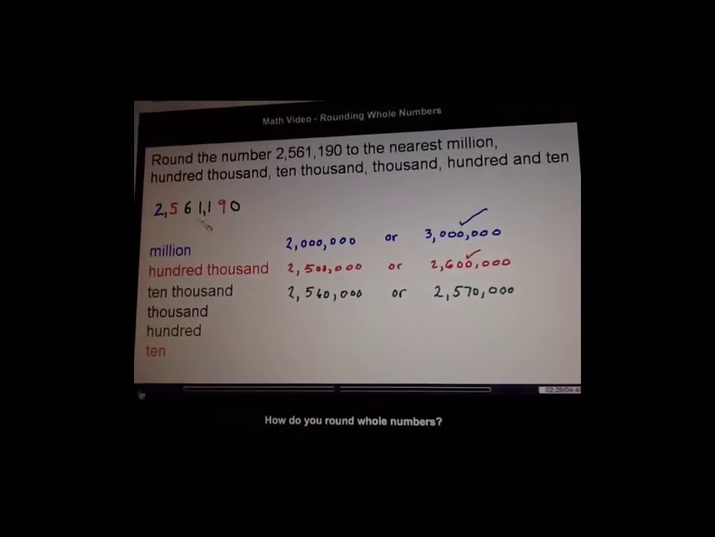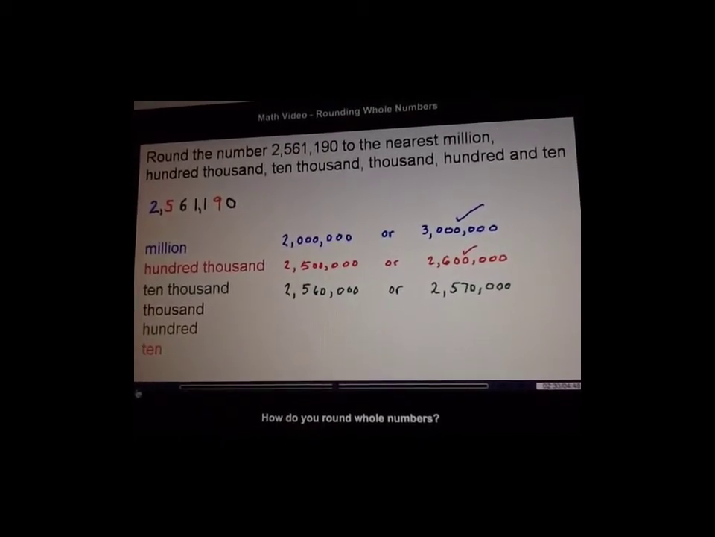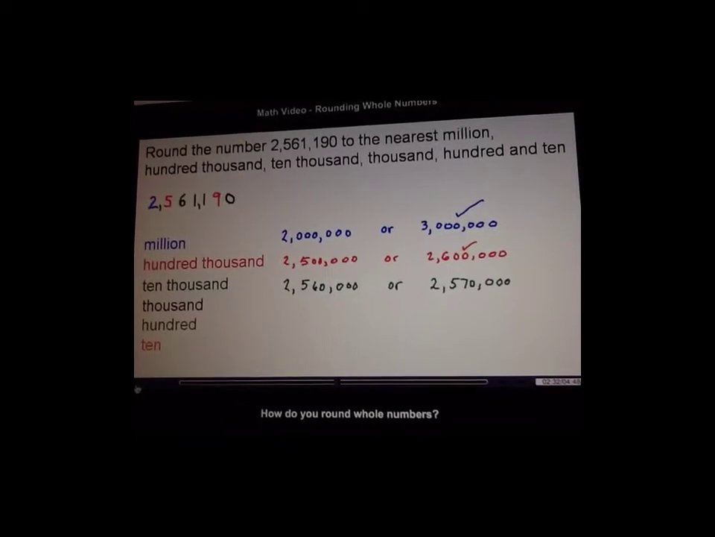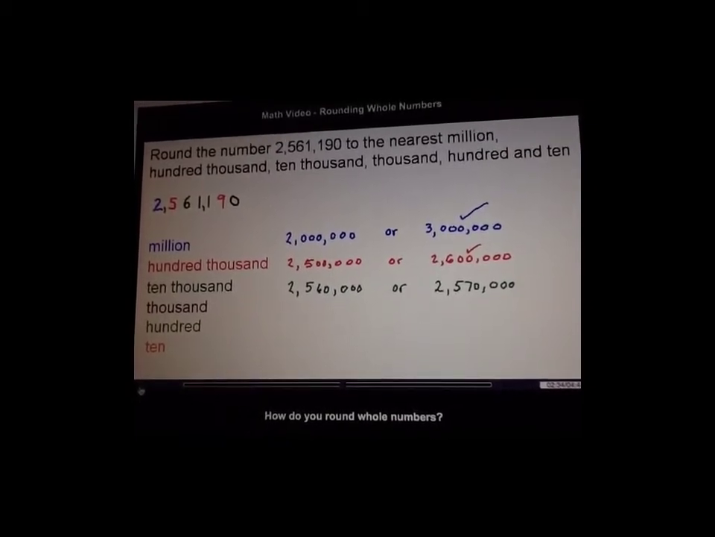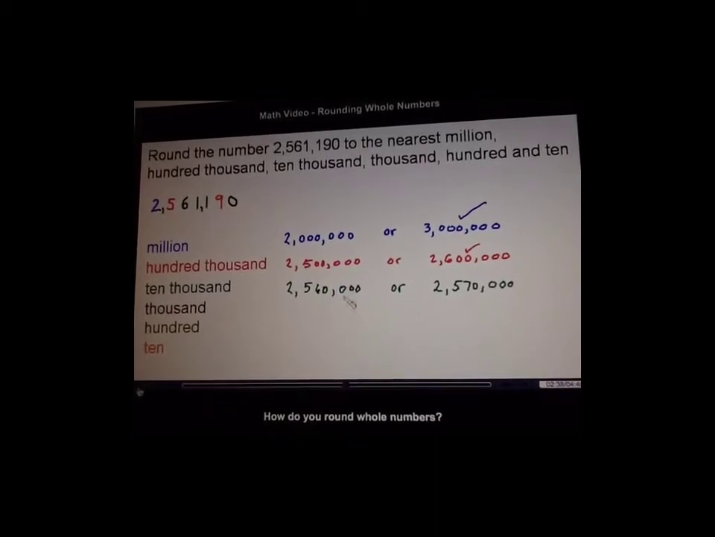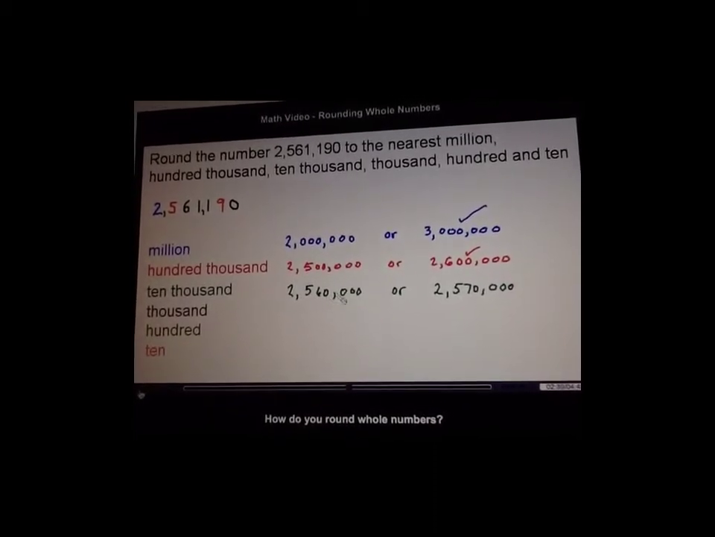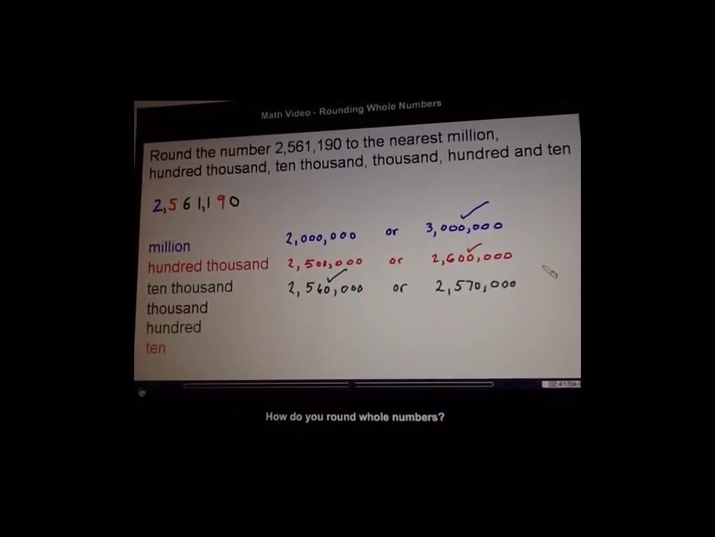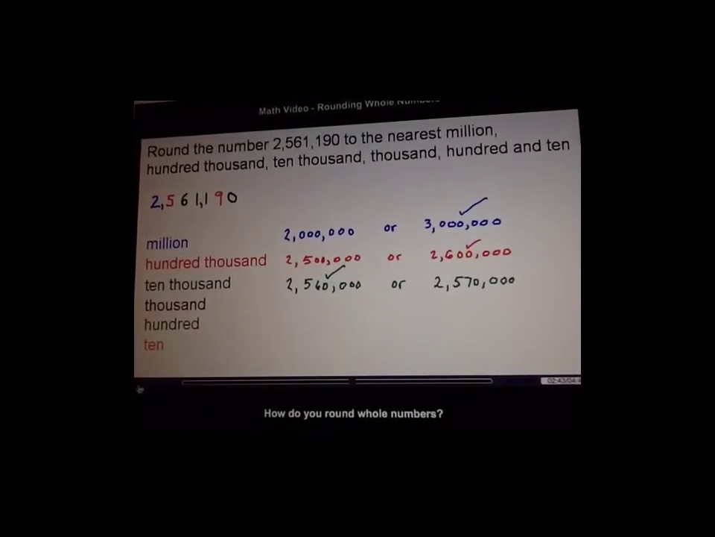And that digit is a 1. And 1 is less than 5. So that means we're going to round down. So when we round our number to the nearest 10,000, we get 2,560,000. Now let's round to the nearest 1,000.